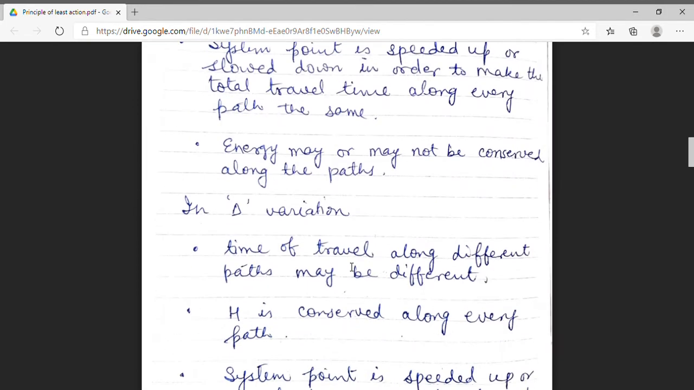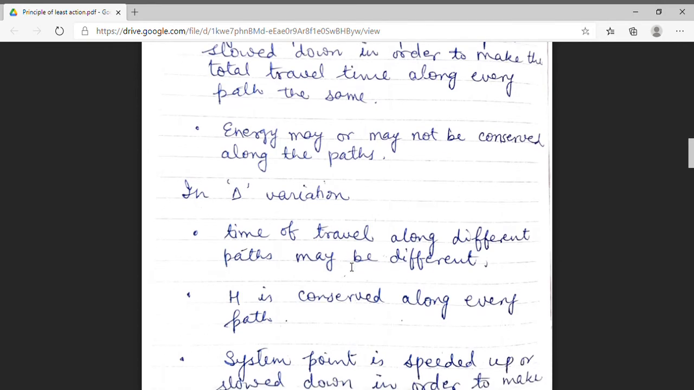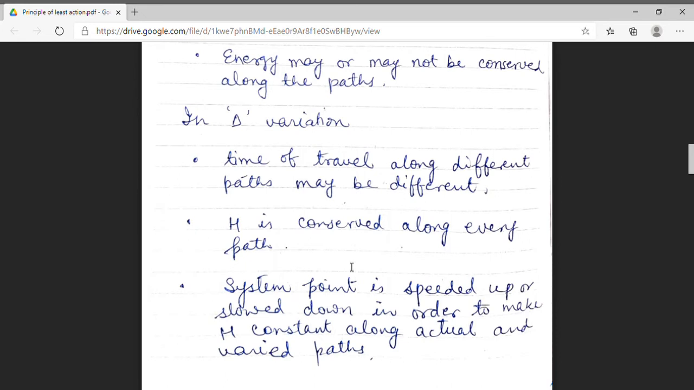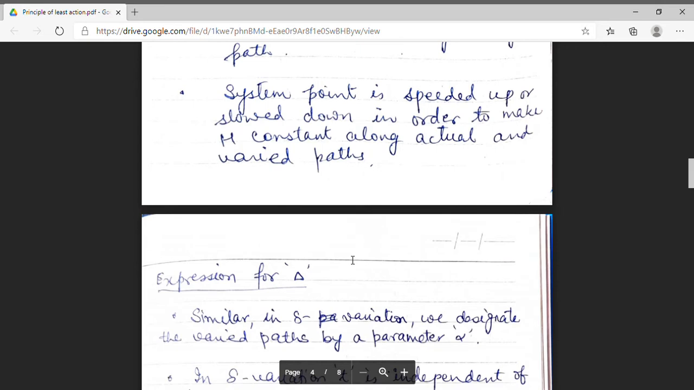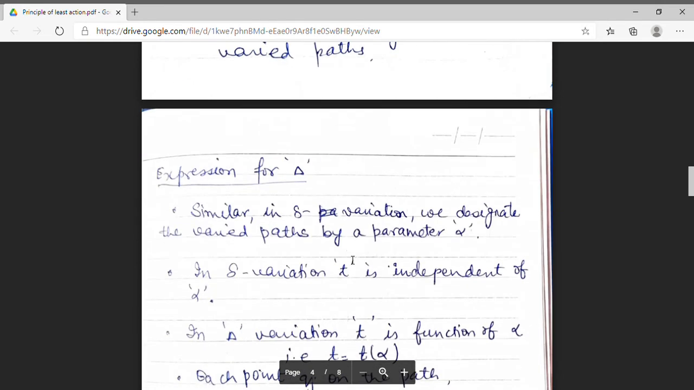So in delta variation, energy will remain conserved along every path. The system point may be speeded up or slowed down so that the total energy of the system remains constant along the actual and varied path. Whereas in the previous case, energy may or may not be conserved. So these are the basic differences between these two types of variation, del and delta variation. Now, from the action A, we will derive the principle of least action.